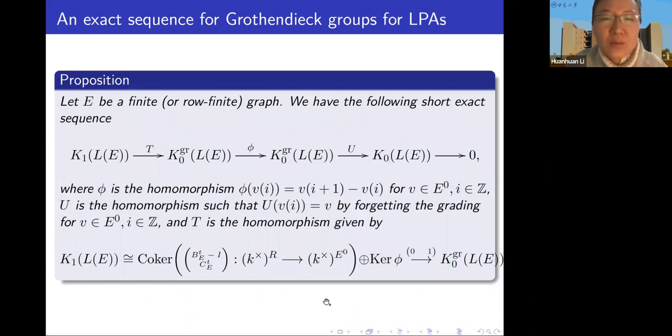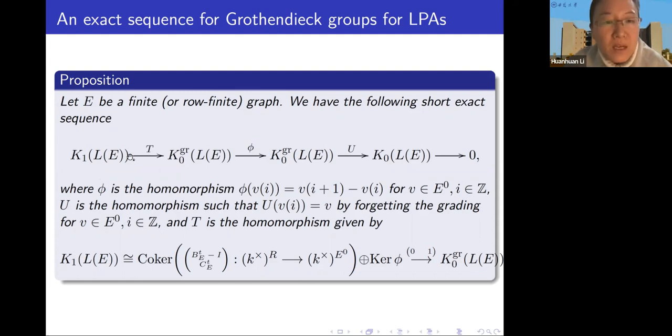So here we have an exact sequence for Grothendieck groups of Leavitt path algebras. For E any graph, we can also have this exact sequence, but here we only write it for the row finite case. Because, as we saw before, for an arbitrary graph we have more generators for that monoid. So when we consider this graded Grothendieck group, we also need to consider more generators. But it's okay, here we only write the row finite case.